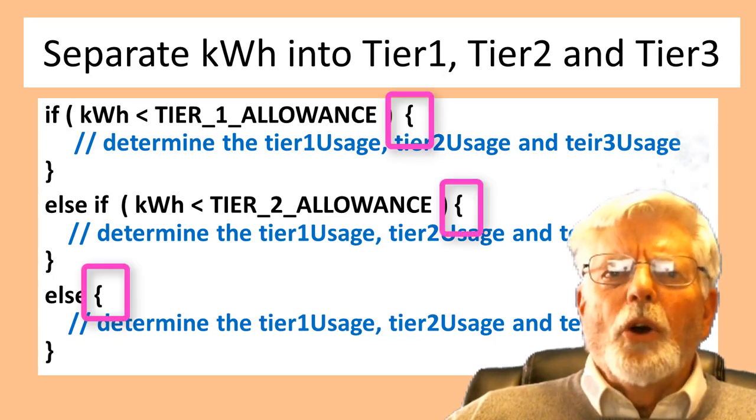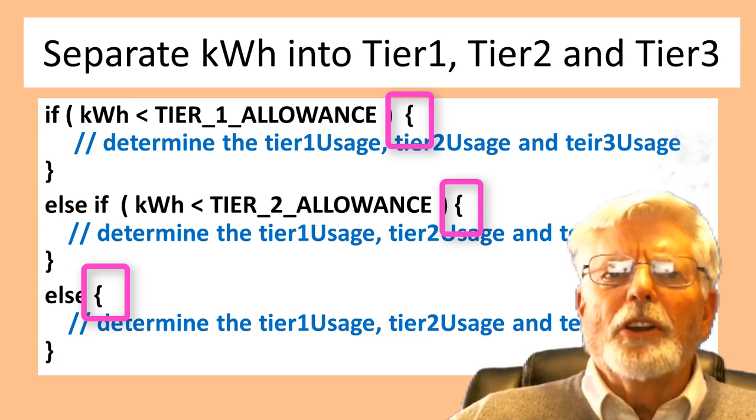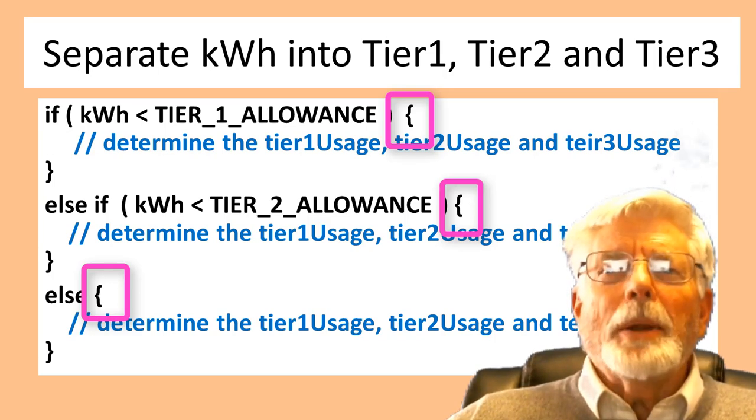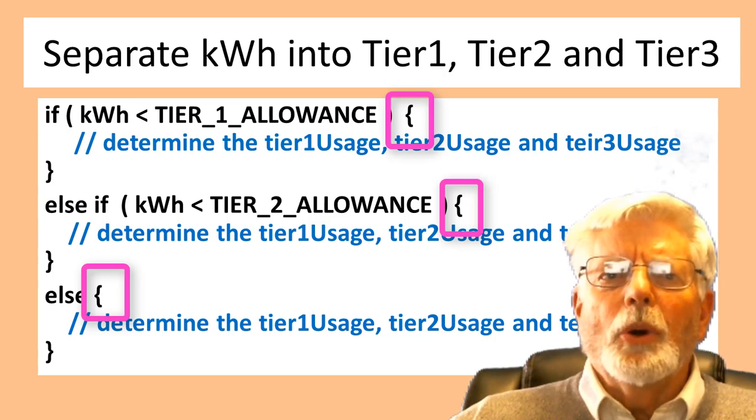I am placing the open curly brace at the end of the line for the if, else if, and else statements instead of starting a new line with the open curly brace. This is a fairly common practice in programming because it saves a little space when writing out the code.